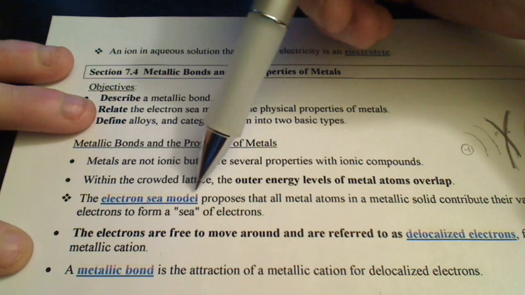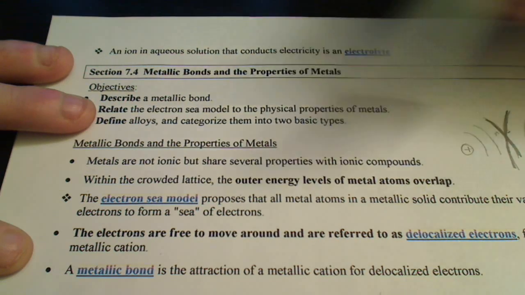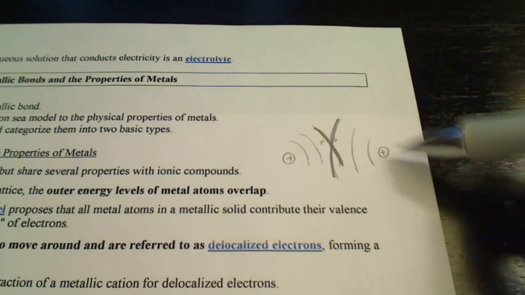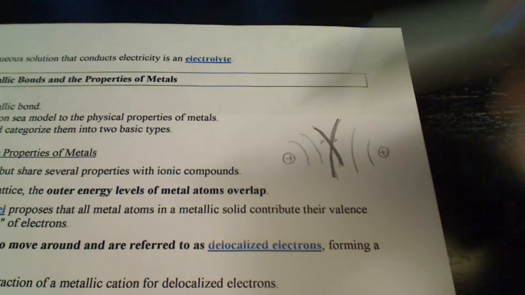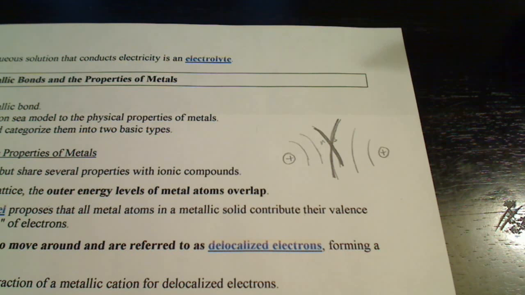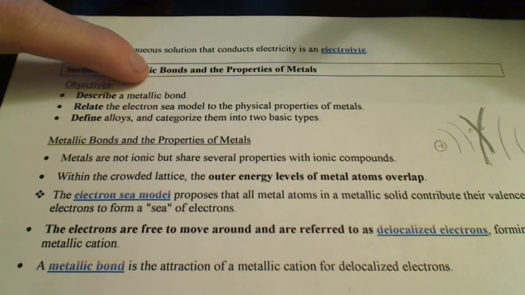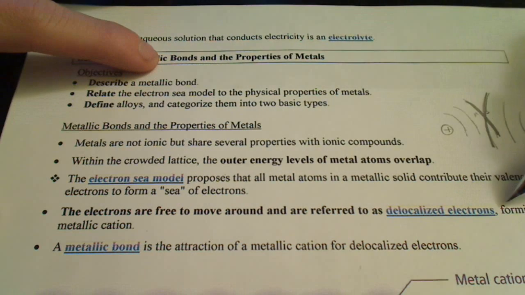The electron sea model proposes that all metal atoms in a metallic solid contribute their valence electrons to form a sea of electrons. So imagine for a second back here that you have not only these two atoms, but then another atom below here, in front, behind, etc. So with all of this overlap of their outer energy levels and eventually their valence electrons, you create this, as the name implies, a sea or ocean of electrons. These electrons are free to move around and are referred to as delocalized electrons.